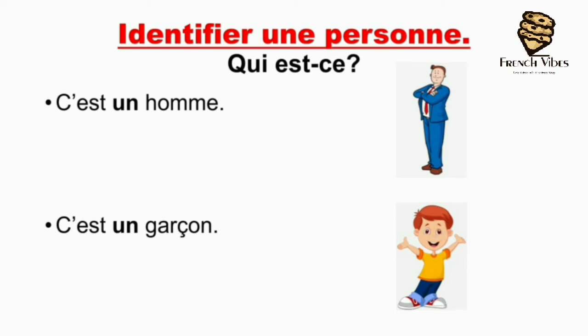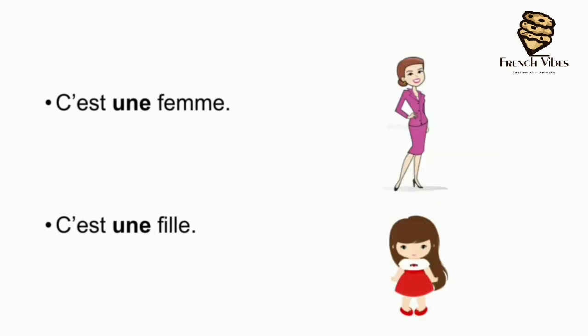C'est un garçon. It is a boy. Un garçon means a boy. C'est une femme. It is a lady. Une femme means a lady or a woman. C'est une fille. It is a girl. So here L is silent, fille.